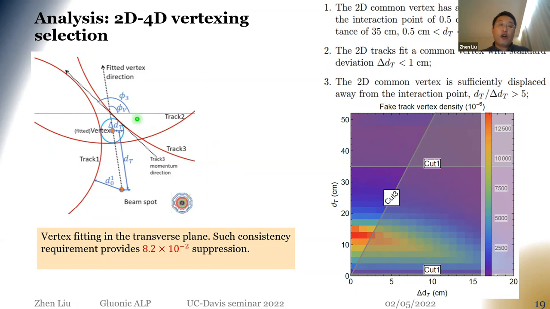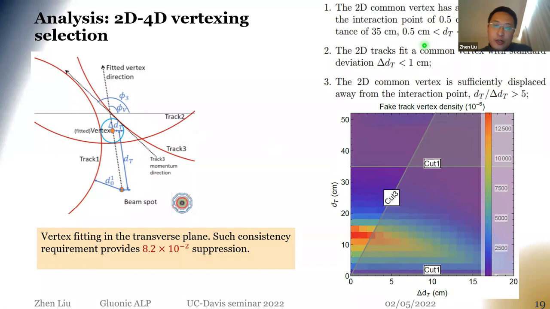Those random tracks have a very broad distribution in all dimensions, in time, in displacement, in direction. The background is really made from them, from empirical modeling. That is not built into any simulator, so we have to model it ourselves, read from those technical design reports, and make an estimation. With the empirical properties of each individual fake track, one can study the likelihood for random fake tracks to fit a common vertex that is displaced from the interaction point. In the transverse plane, let's require all the tracks to come from a common vertex with high certainty, and also that the vertex is displaced from the interaction point, with a reasonable requirement within the detector resolution.